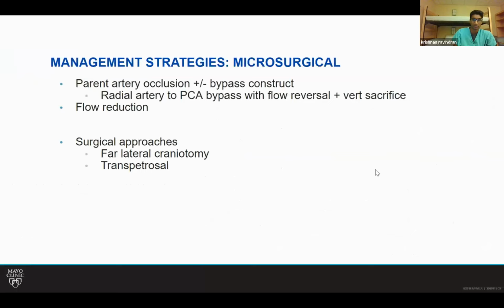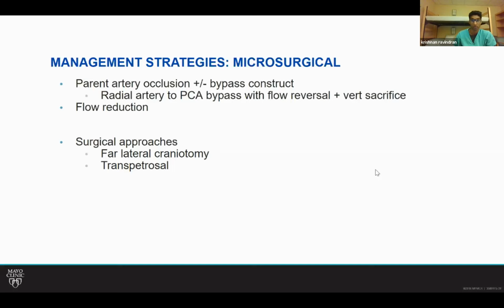Management strategies to date after these series have thus largely comprised parent artery occlusion with adjunct bypass. One of the bypasses that has been commonly used in recent series from Japan, the States, and Europe is use of a radial artery interposition to plug into a PCA and basically work towards flow reversal with vert sacrifice. Typically, these have largely been approached through far laterals.